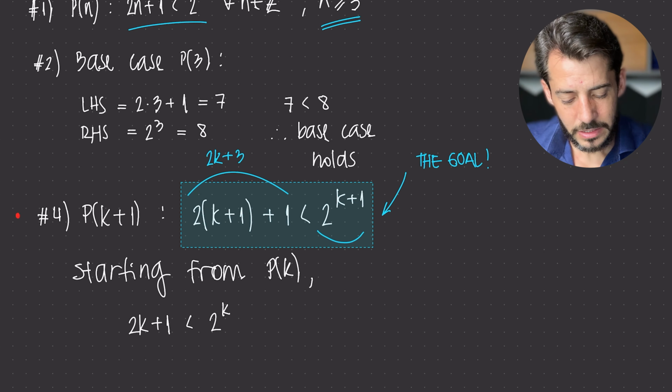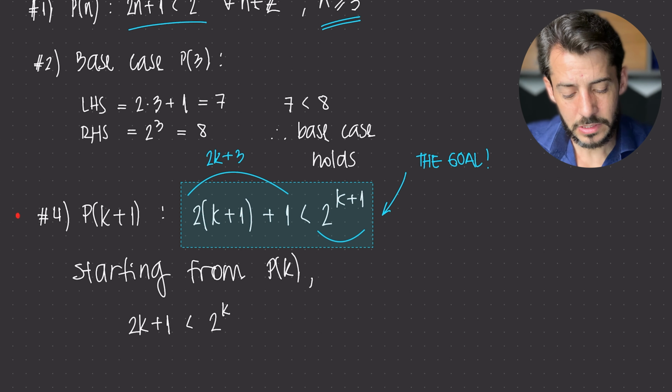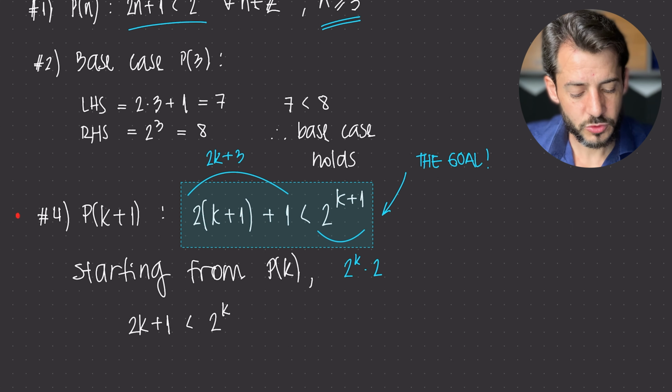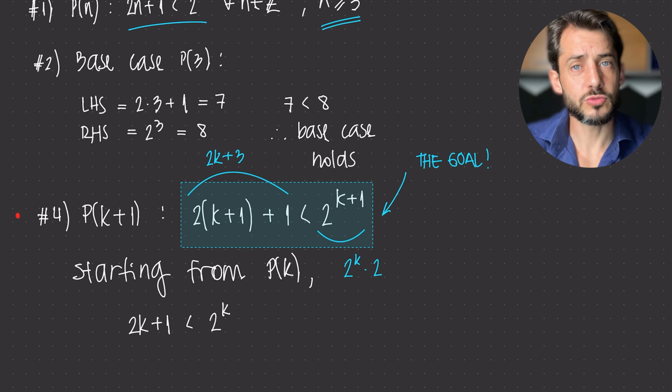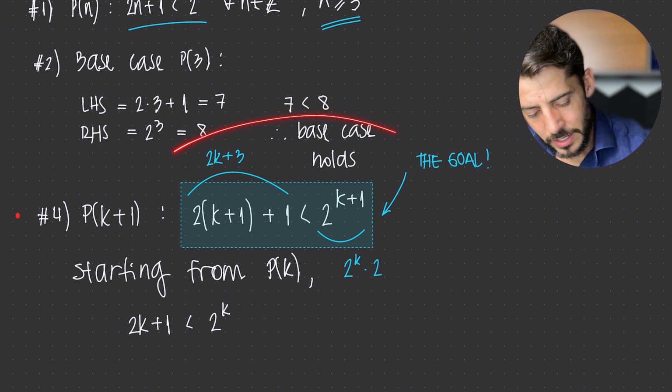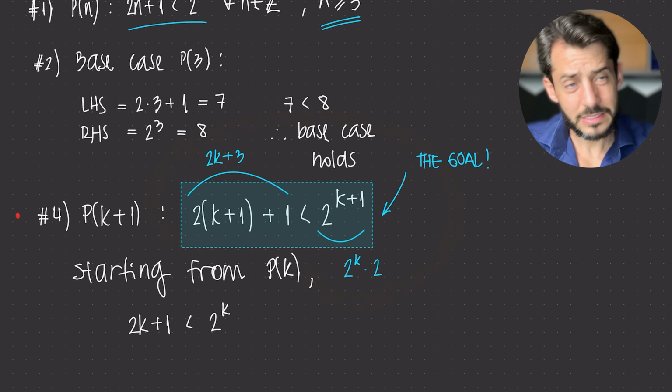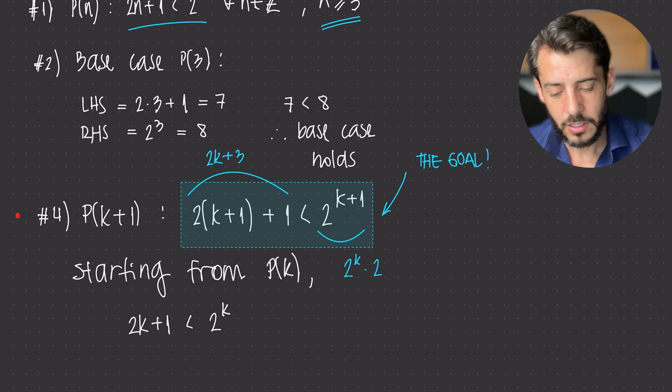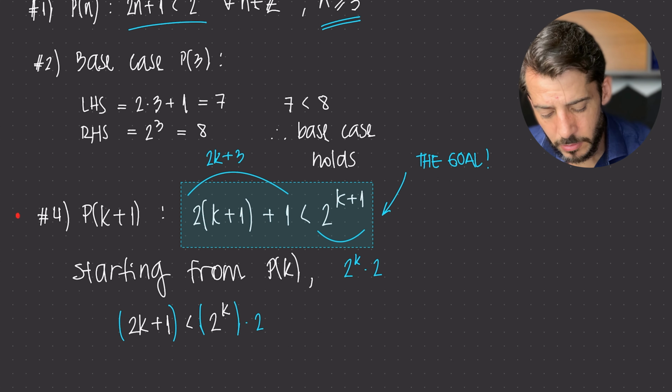Once we're done, we're going to get on the left-hand side 2k plus 3. And on the right-hand side, once we're done, we're going to get 2 to the k times 2, which is, of course, the same as 2 to the k plus 1. In order to manufacture this, it is easier if we take care of the power first, meaning we can, or we should, multiply both sides by 2.